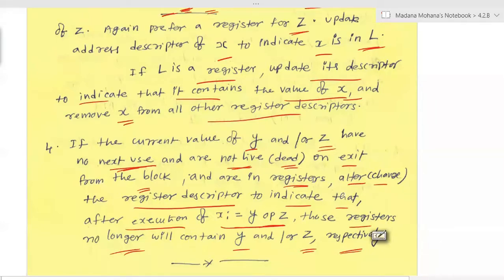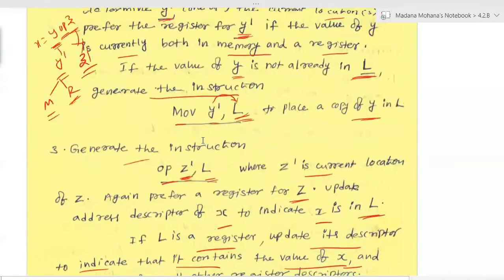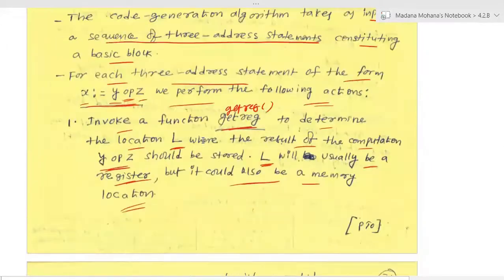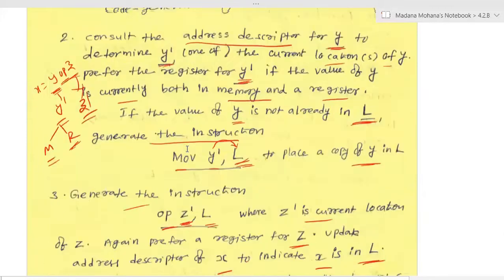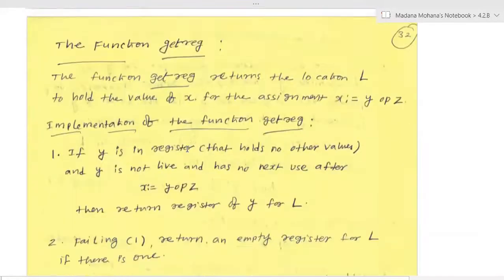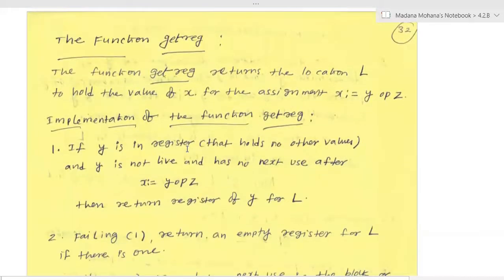So at the time, we have to remove. So these are all the steps in the code generation algorithm, taking X equal to Y OP Z as the general 3 address form. Now, see what is the use of the function getReg. The function getReg returns the location L which holds the value of X for the assignment X equal to Y OP Z.